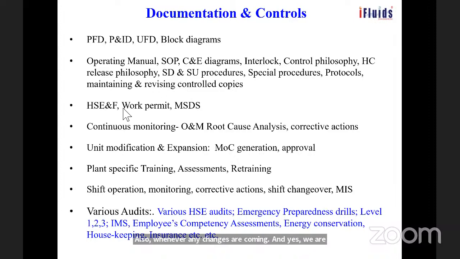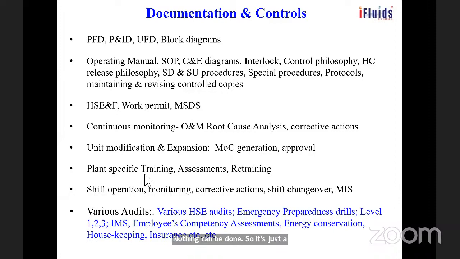And HSE and work permits, MSDS, continuous monitoring, and root cause analysis, because maintenance has to do this root cause analysis when any equipment breaks down and find out. And they have to do the corrective actions also periodically. And unit modification, expansion, all these things will have to go through approval. Without approval, nothing can be done. So it's a strict control on all those things.